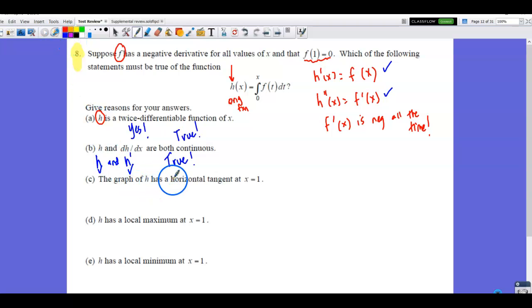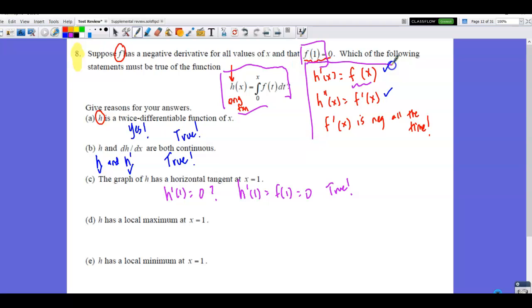Letter C. The graph of h has a horizontal tangent at x equal to 1. Or they could say, and this is how we have to think about it, is h prime of 1 equal to 0? Well, look right back up here, h prime of 1 is equal to f of 1, and look at the fact at the top, f of 1 is 0. That is a true statement. So you have to go slow. You have to use your box of knowledge, or boxes of knowledge. Here's one box of knowledge. Here's another box of knowledge, and then we got this box of knowledge out of the interpretation.